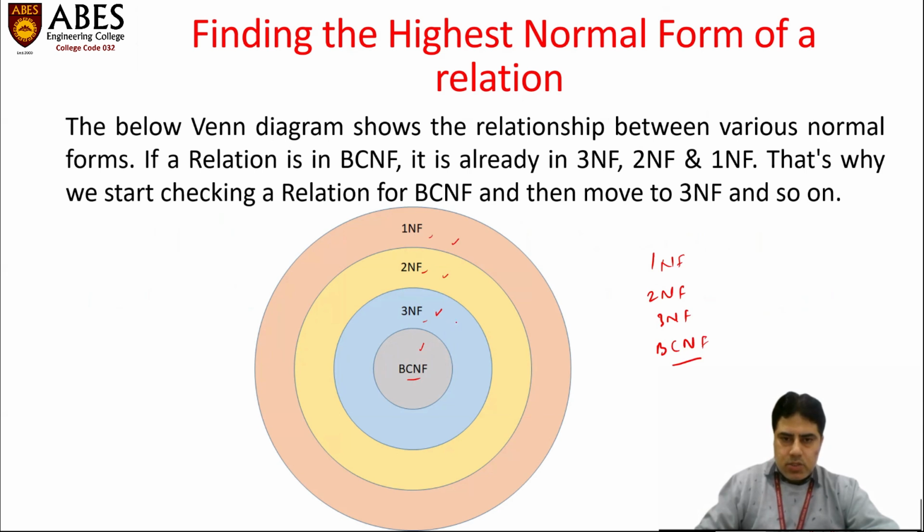If any relation or functional dependency exists in 3NF, then by default it will exist in 2NF and 1NF. But it can't be sure that it will exist in BCNF. That may or may not exist in BCNF; we need to check whether it exists in BCNF or not. If any relation or functional dependency exists in 2NF, it is not sure that it will exist in 3NF or BCNF, but by default it will exist in 1NF.